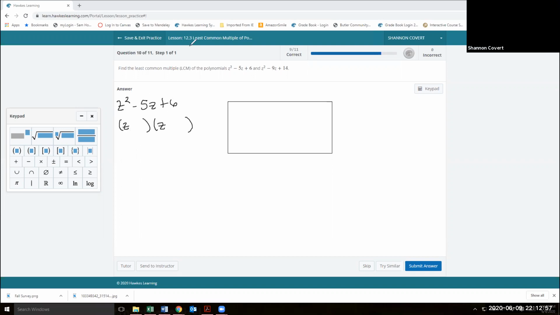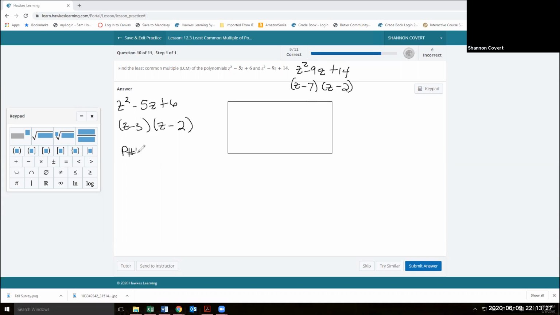I'm looking for two factors that when I multiply them together give me 6, and when I add them together give me negative 5. So that's going to be z minus 3, z minus 2. And when I factor z squared minus 9z plus 14, I'm looking for two factors that when I multiply them together give me 14, and when I add them together give me negative 9. So that will be negative 7 and negative 2.